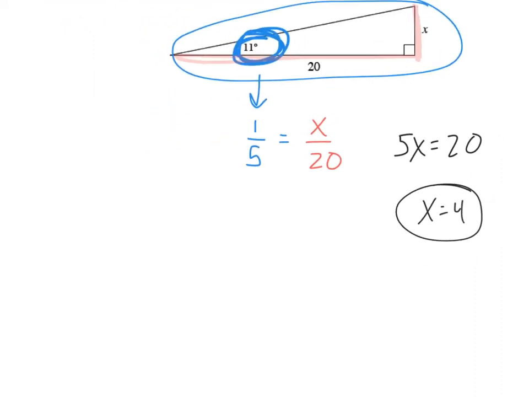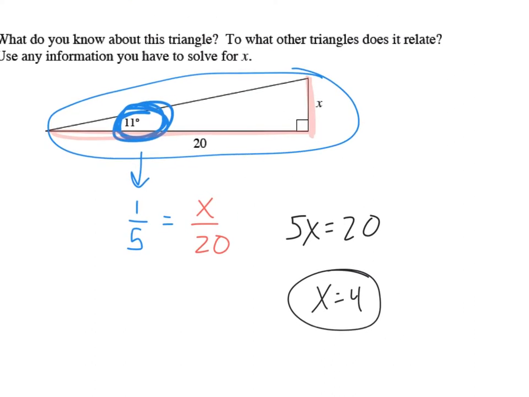So using this specific instance, we know that any triangle that has an 11-degree angle there is going to have a slope ratio of 1/5, and that was a fact that we established yesterday, and therefore I can set up a proportion with any triangle with an 11-degree angle using that same ratio and solve for x.